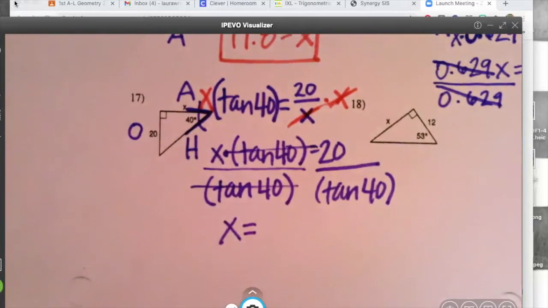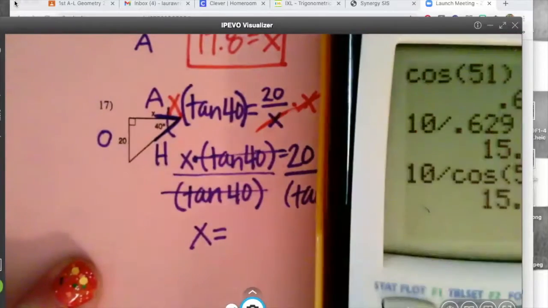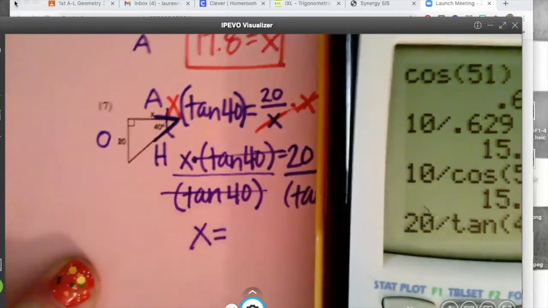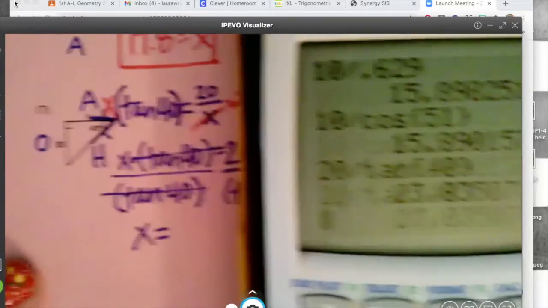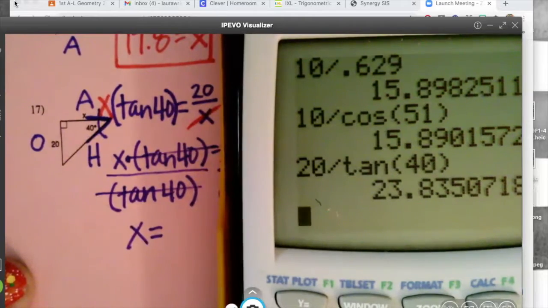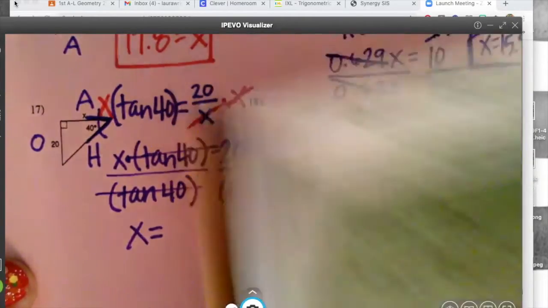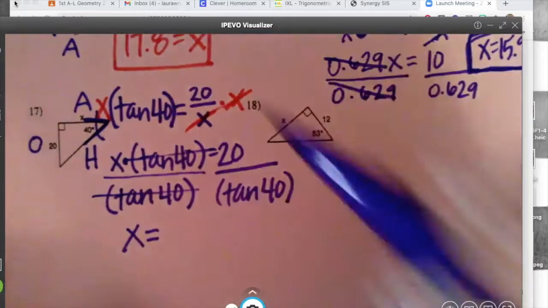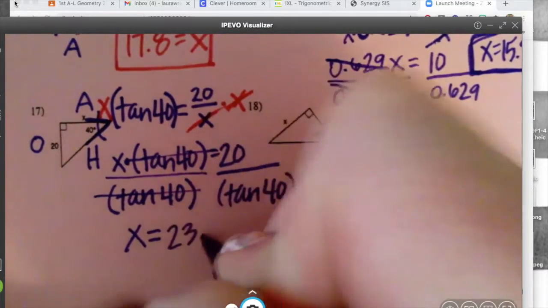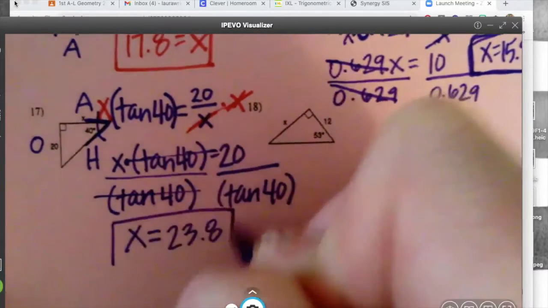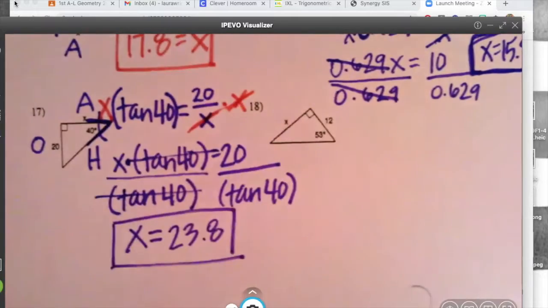So 20 divided by tangent of 40. 20 divided by tangent 40. So it's 23.8. 23.8 units long. And there we go.